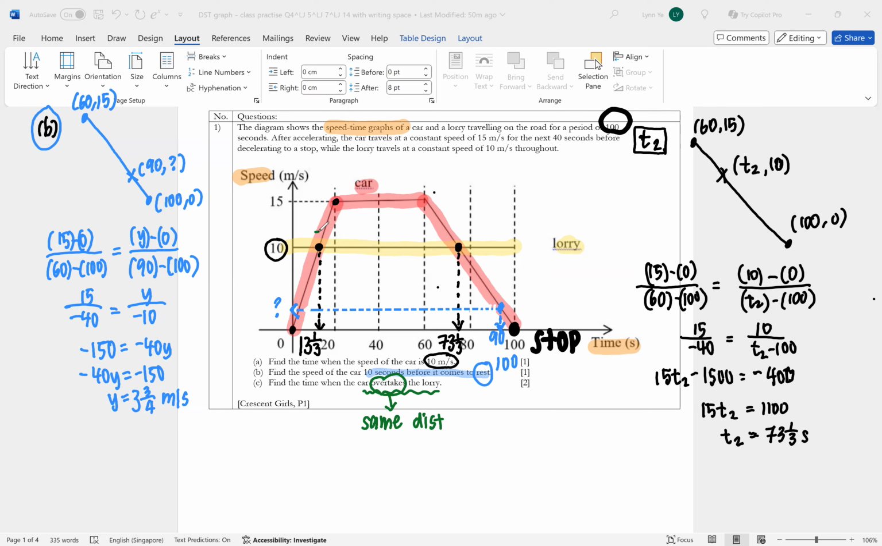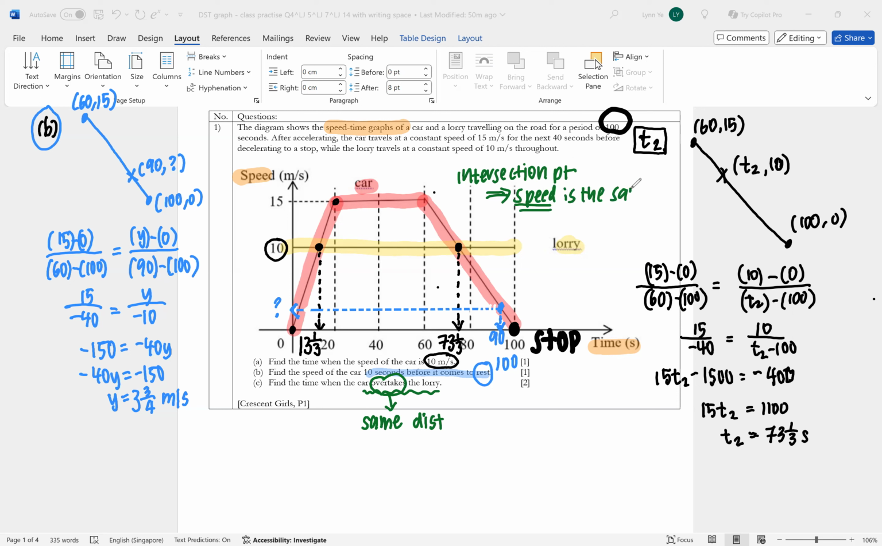So a lot of students make a mistake. They say that the answer is here and here, the intersection point. Is it correct or not? If you look at the intersection point, what is actually the same? Yes, very good. For the intersection point, the speed is the same.